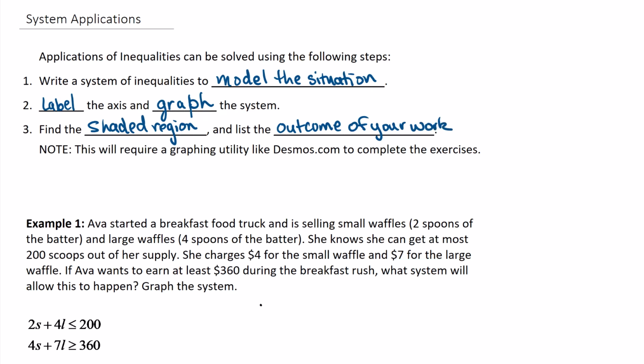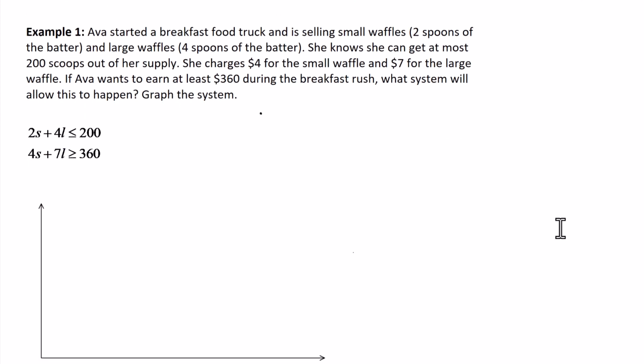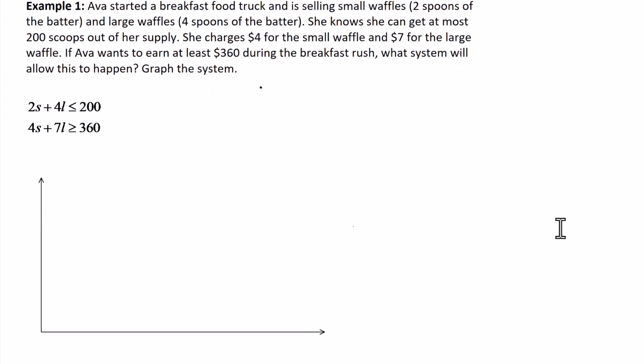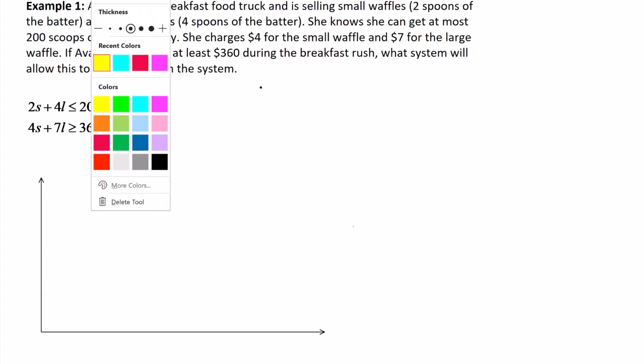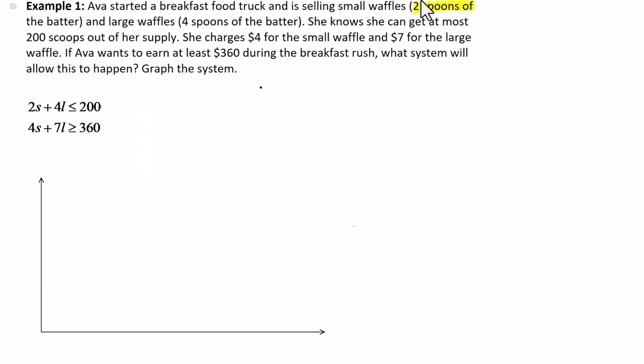It is important to note that this will require a graphing utility like Desmos.com to complete the exercises. In example 1, Ava started a breakfast food truck and it sells small waffles, 2 scoops of batter, and large waffles, 4 scoops of batter. She knows she can get at most 200 scoops of batter out of her supply. So we're going to take that information, 2 scoops and 4 scoops will max out at 200 scoops of batter.